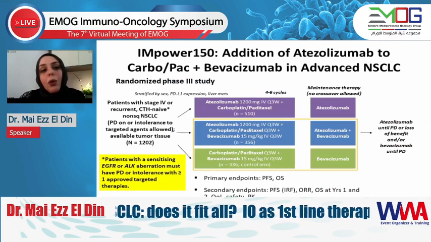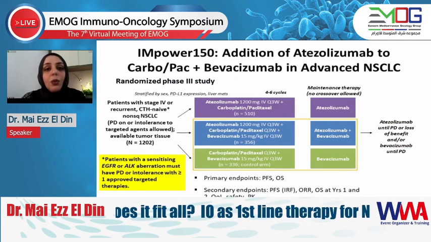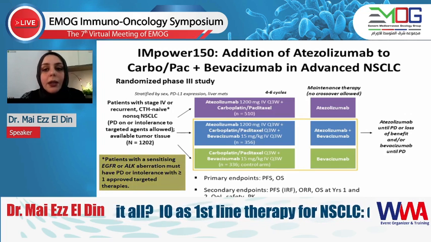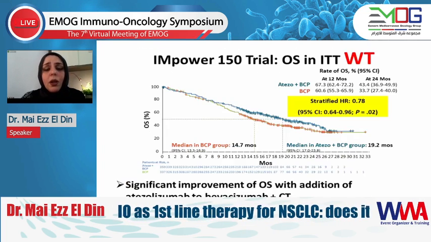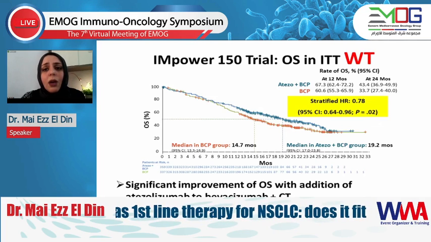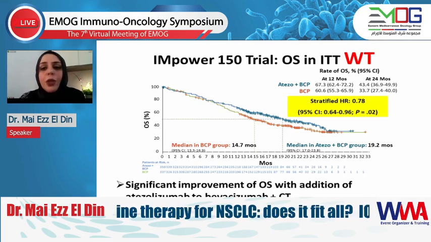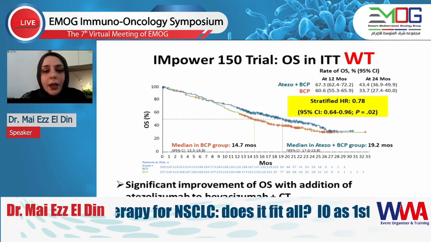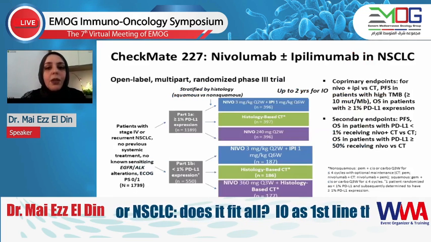Now, maybe we can give it that extra push with the addition of bevacizumab. And here we see carboplatin-paclitaxel with bevacizumab. Again, EGFR and ALK alterations were allowed in these patients. This analysis shows, for the wild type, a hazard ratio of 0.78 and a definite positive signal: 19.2 months versus 14.7 months.